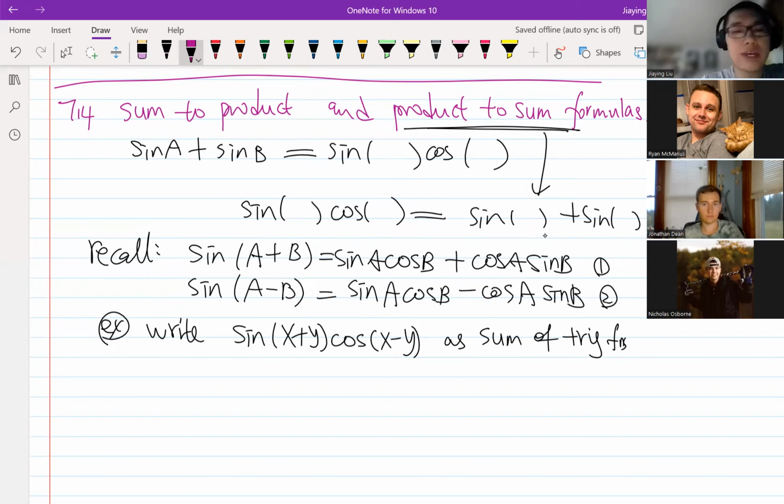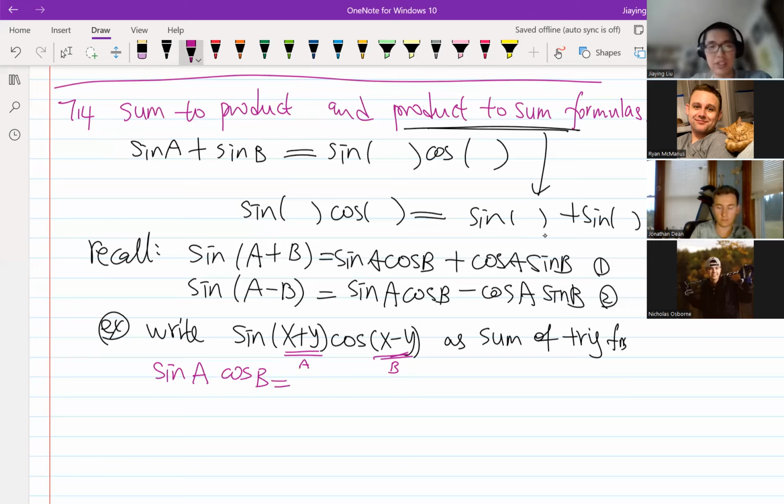Just think about, here we have sine of an angle, let's call this A. And then we have cosine of a different angle, let's call it B. So we basically have sine A cosine B, and we want to rewrite that as the sum of trig functions. So, okay, how do I get sine A cosine B?